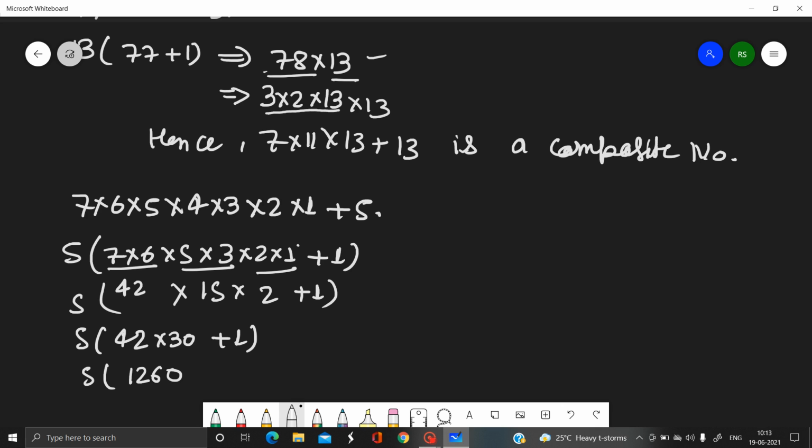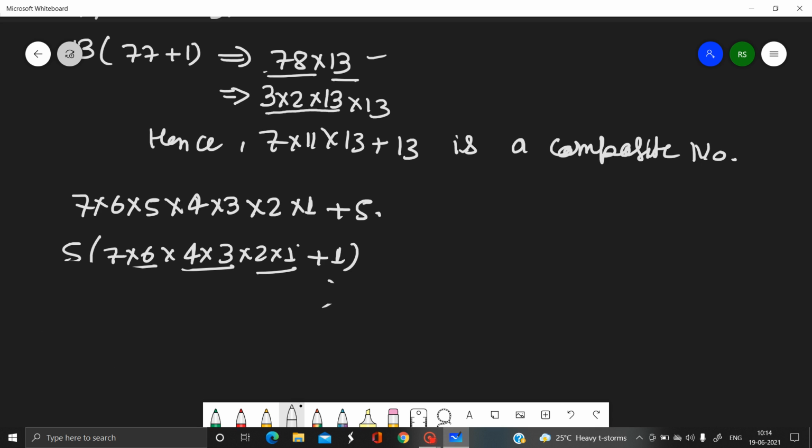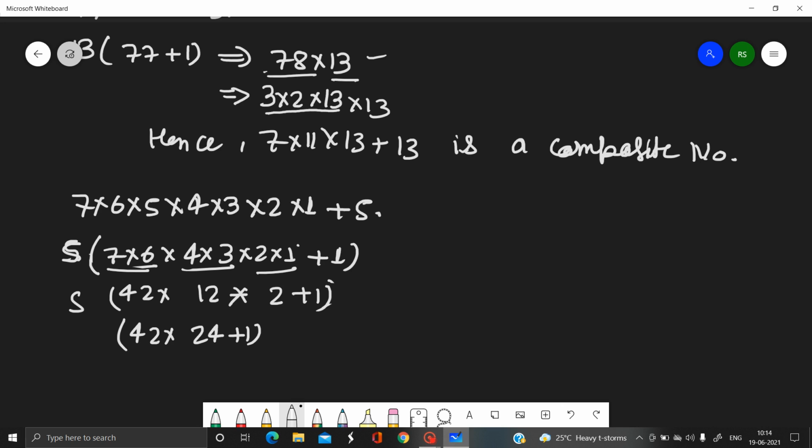So 7 into 6 into 5 into, if I'm taking 5 as common, how can I write 5 here? There is no 5 here, there is a 4. So when there is a 4, then we will multiply. The number is changed. 7 6s are 42 and 4 3s are 12, into 2 into 1 will be 2 plus 1, and 5 as common you can see. So here is 42 into 24 plus 1 and 5 is common.